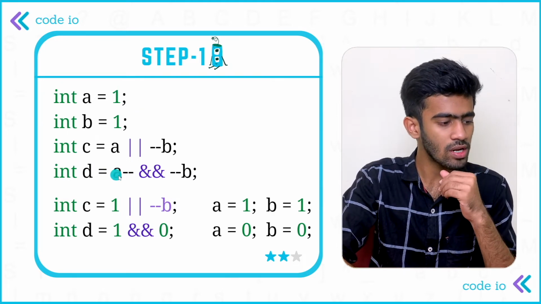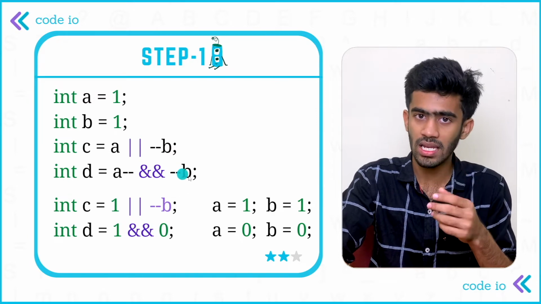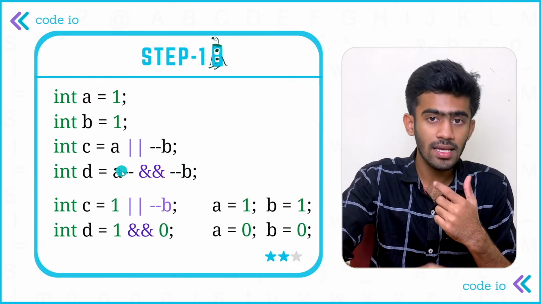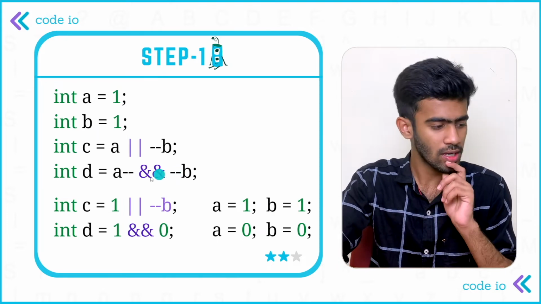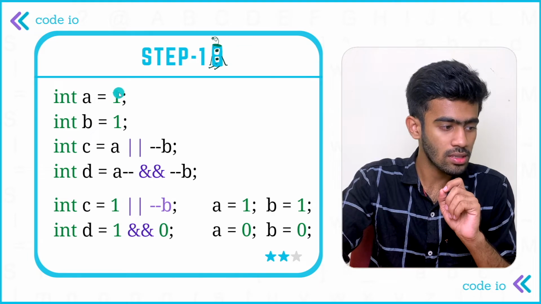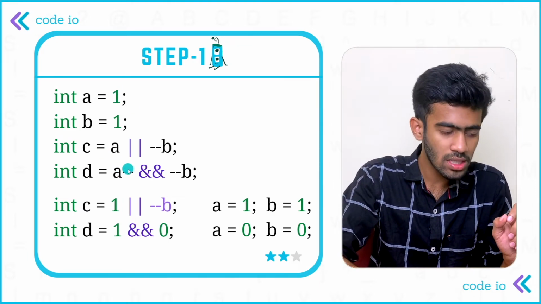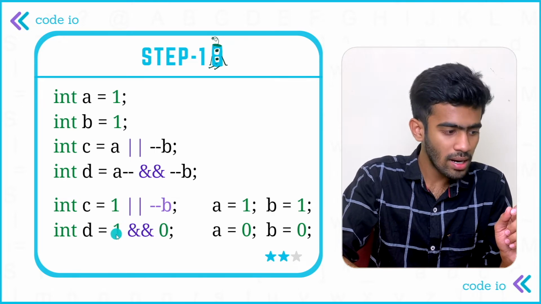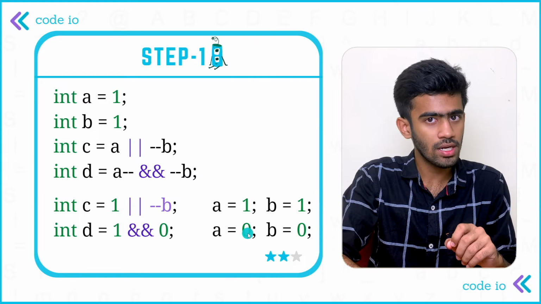int d is equal to a-- && --b. So this is post-decrement and this is pre-decrement. What is the value of a that will be used here? The value of a used here is 1. As it is post-decrement, in this expression the value of a is 1, but after the evaluation of this expression, the value would be decremented to 0.